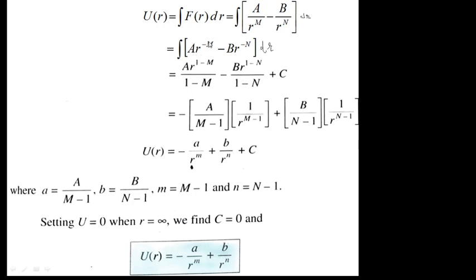So r raised to minus m, if you take it, becomes 1 minus r raised to 1 minus m, and that power becomes the denominator, 1 minus m, minus b upon r raised to 1 minus n, and the sum constant. Correct. Now for more simplification, a upon 1 minus m is a constant part, so I am putting it in one separate rectangular box, and the variable term, that is 1 upon r raised to m minus n, I am putting in a second box.